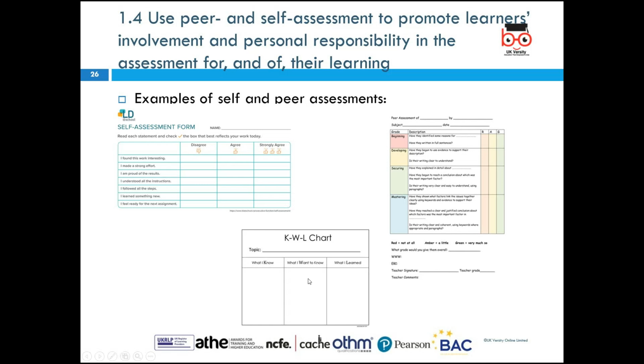If you find there's a section where it says what I want to know and their question hasn't been answered, you can always ask them, has your question been answered for what you wanted to know? And if it hasn't, then you can give them a couple of minutes extra and say, right, ask me your question. And it gives a nice interactive question and answer session where you're really involving and motivating your students as well.